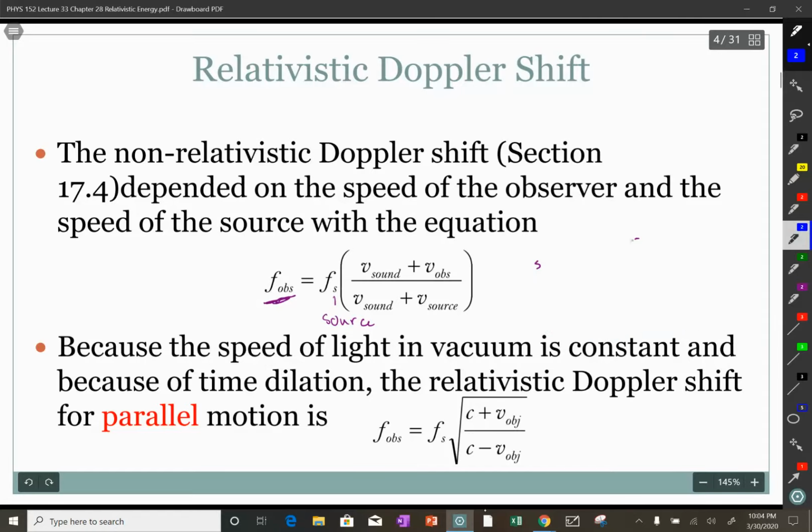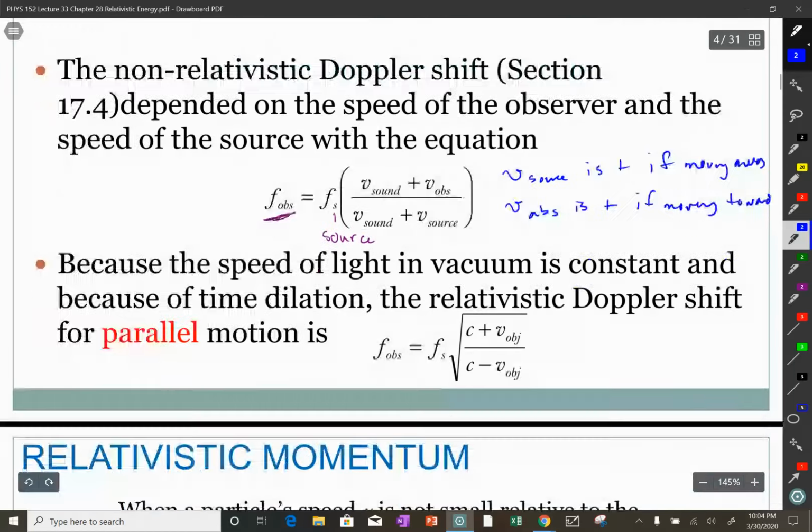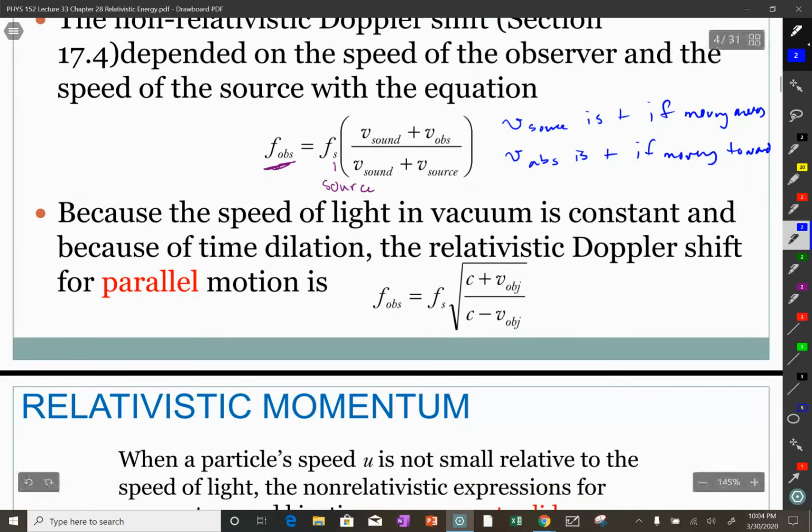If the source is moving toward the observer, then it's going to be a higher frequency. So V source is positive if moving away. The observer is positive if moving toward. So there's the sign convention. I didn't think it through when I wrote the equation.